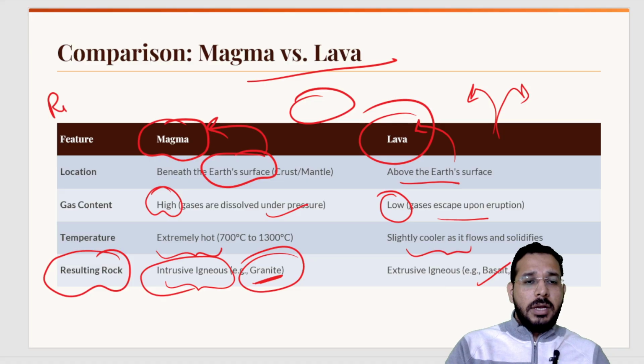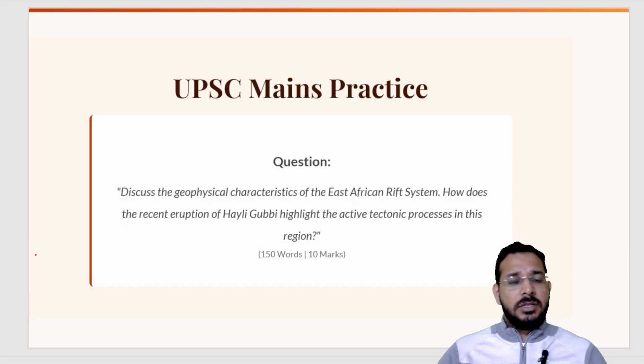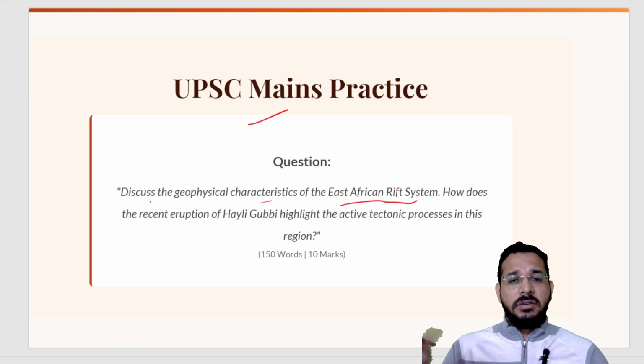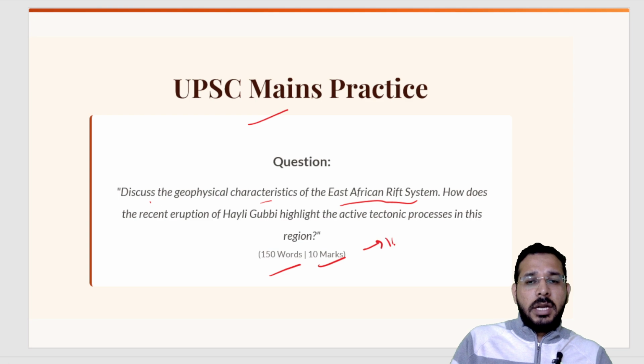So this is Hayli Gubbi, which has erupted after 12,000 years. This is in the news, and I have discussed it comprehensively so that it is easy for your examinations also. I have given a UPSC mains question: Discuss the geophysical characteristics of the East African Rift system, how the plate boundaries are diverging, and the only diverging boundary on land which we can see. Why is it happening? All those characteristics we have to discuss. Then, how does the recent eruption of Hayli Gubbi highlight the active tectonic processes in the region? So it is linked to that. We have to discuss that. 150 words, 10 marks, write in 10 minutes.